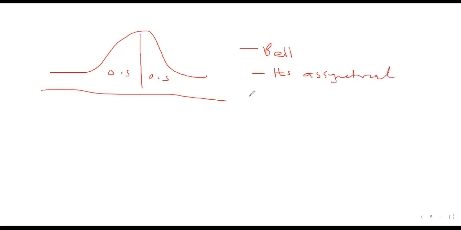Meaning the left side mirrors the right side. The area under the graph is equal to 1. And the tails are infinite, they don't touch the base. All right, so that is what is happening.